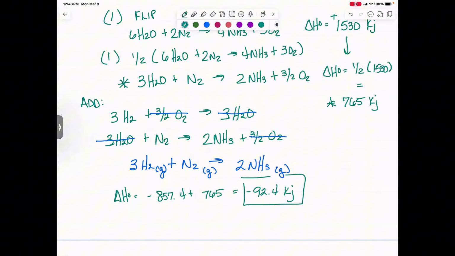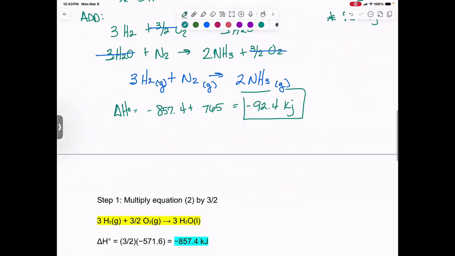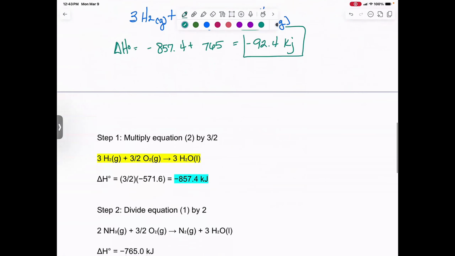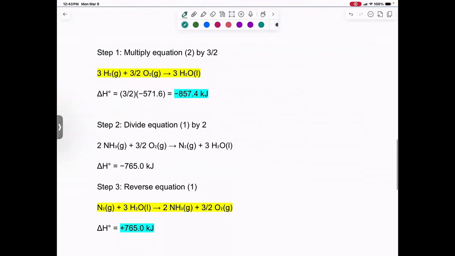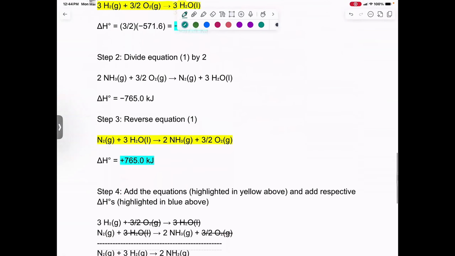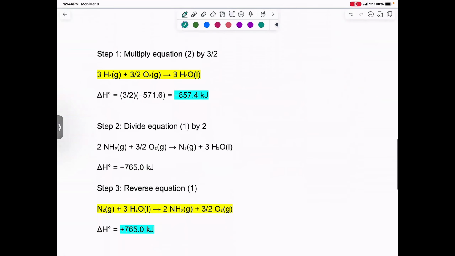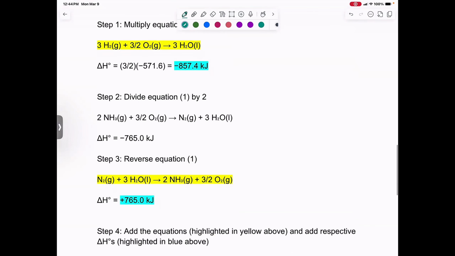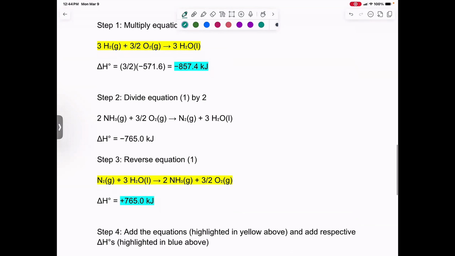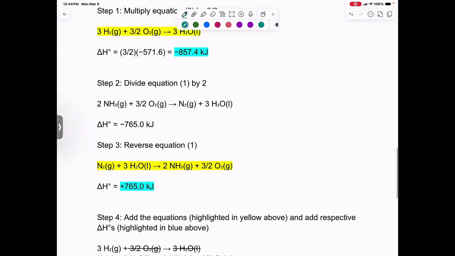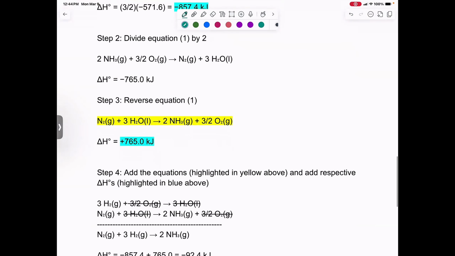Okay. And I'm just going to show anyone who's watching this, step 1. I just broke out each step. Step 2, step 3, step 4. So notice I multiplied equation 2 by 3 halves. I went ahead and divided the first one by 2, and then flipped it. I think in the video I flipped it and then cut it in half. Notice here on the answer key, I cut it in half and flipped it. But again, order doesn't matter. We get to the same answer.